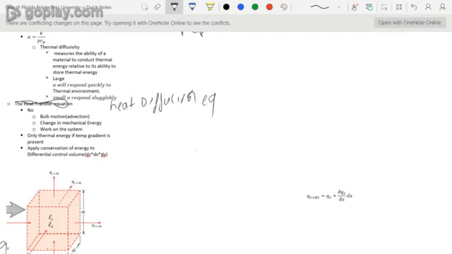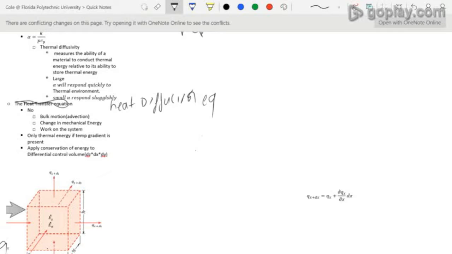And so to begin, there's going to be no bulk motion, no change in mechanical energy, and no work done on the system. And there's only going to be thermal energy if there is a temperature gradient present, so if one side of the wall is hotter than the other. And so we're going to apply the conservation of energy to a differential control volume. The control volume will have a volume of dx times dy times dz.